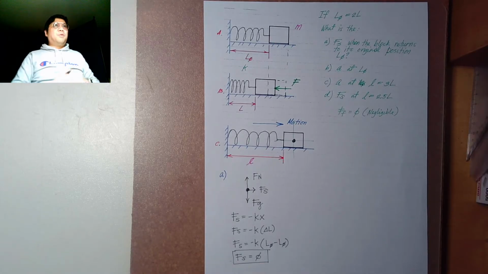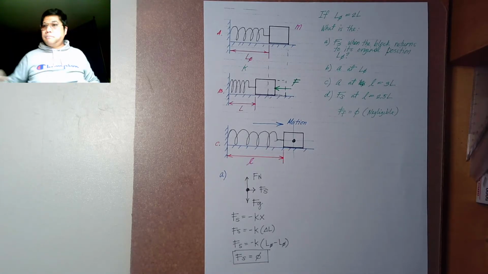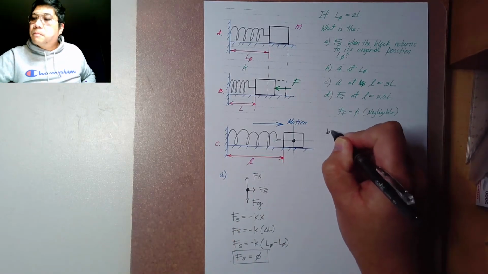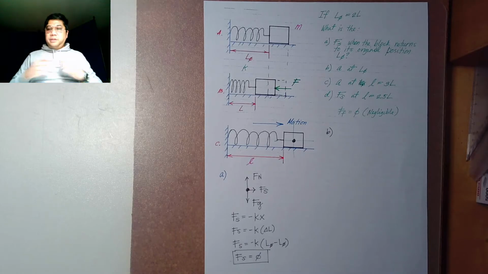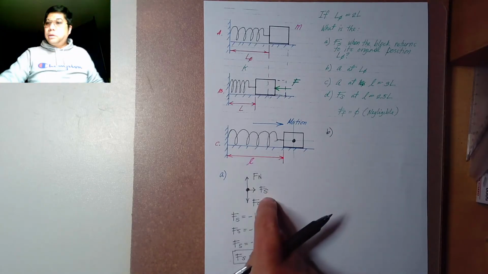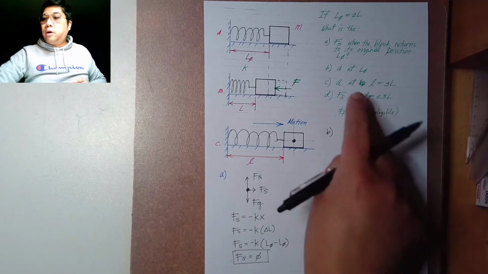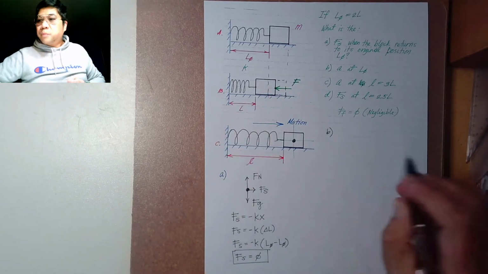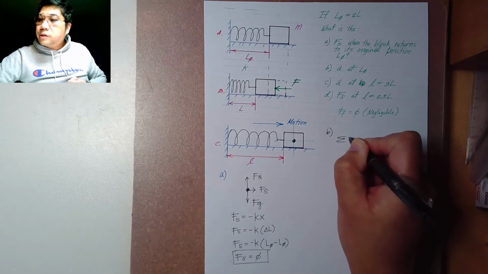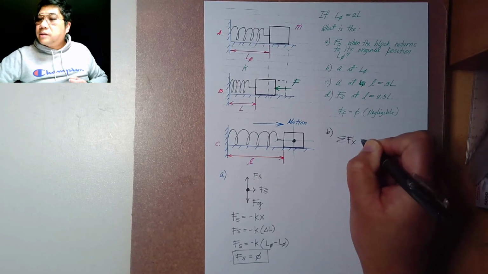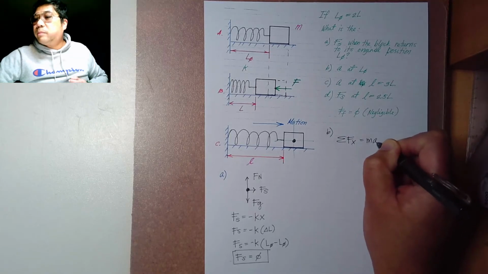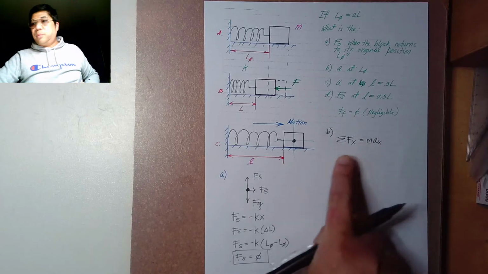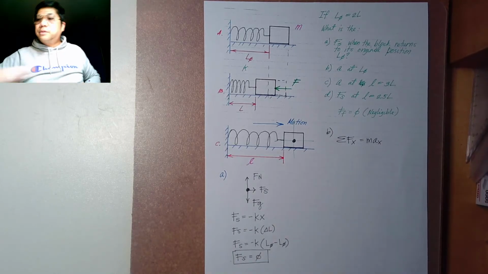That's why you have force of 0 at that point. Now for letter B, what is the acceleration along that line, along that point? When it goes back to its original location, we can say that the summation of forces along the x-axis is mass multiplied by the acceleration along x. So we can solve for this. But now let's figure out the different forces first.